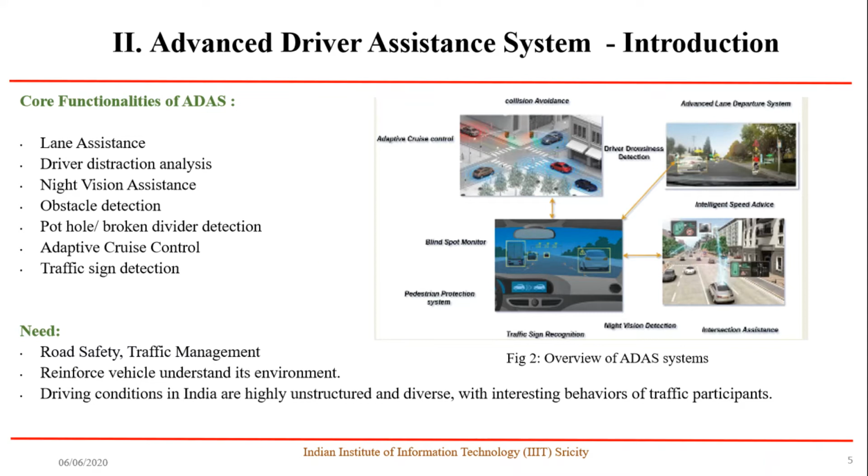The main aim or objective behind introducing such advanced driver assistance systems is to provide and ensure the overall road safety with proper and efficient traffic management. The main idea or the goal is to make the vehicle understand its environment and have a complete visual perception about the immediate neighborhood and the external road traffic scenarios. And also, these systems will be capable of handling and addressing highly unstructured and diverse traffic scenarios with different and diverse driving patterns of the traffic participants.